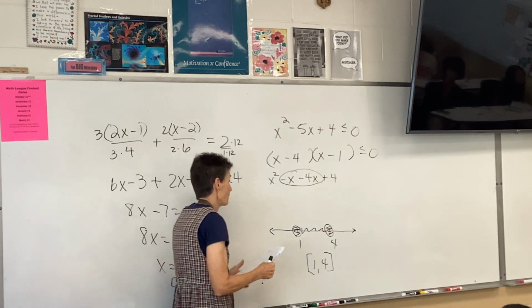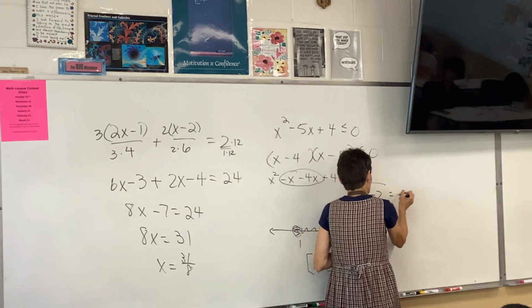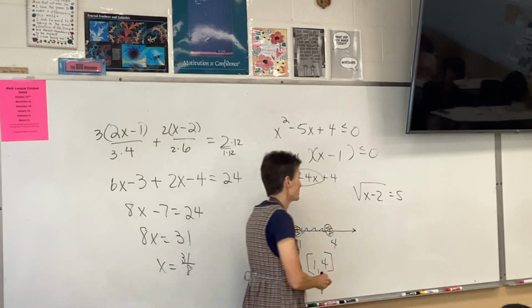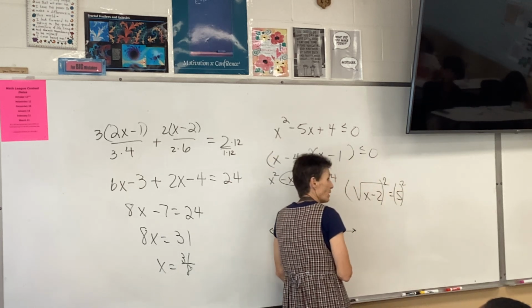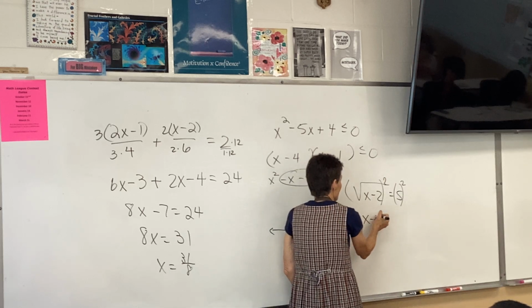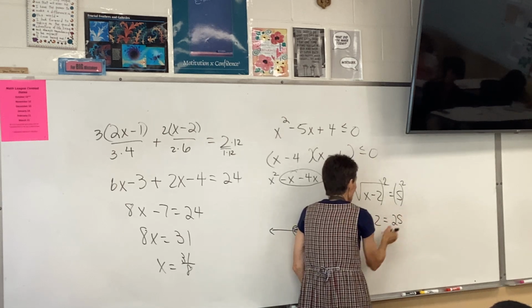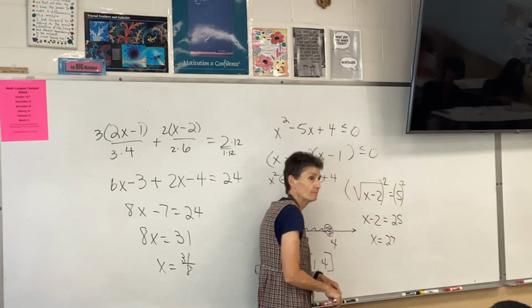All right, one more. This is an easy one. Nobody misses this one. What do we do first here? Square both sides. And when we square both sides, we're left with just x minus 2 equals 25. So x equals, done.